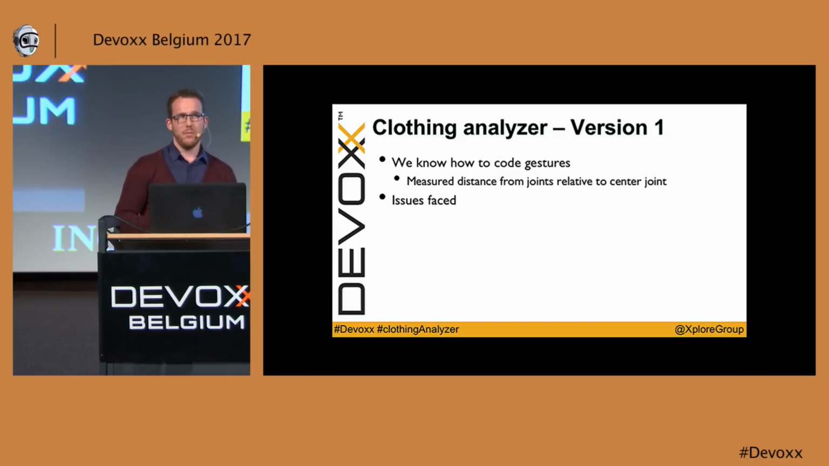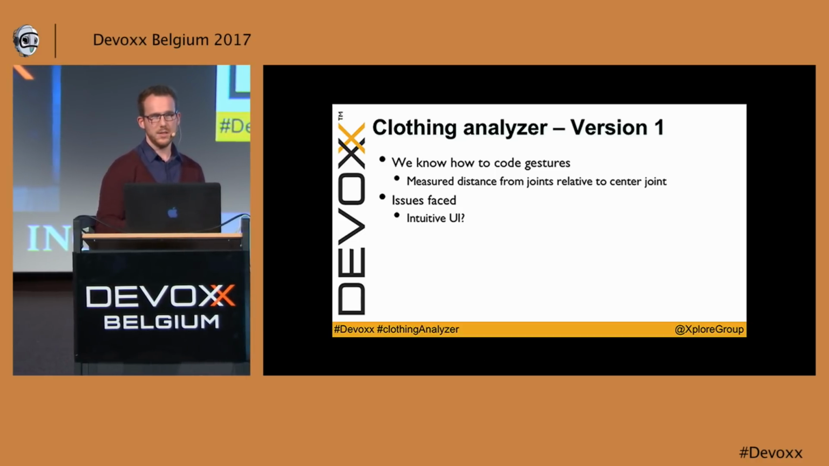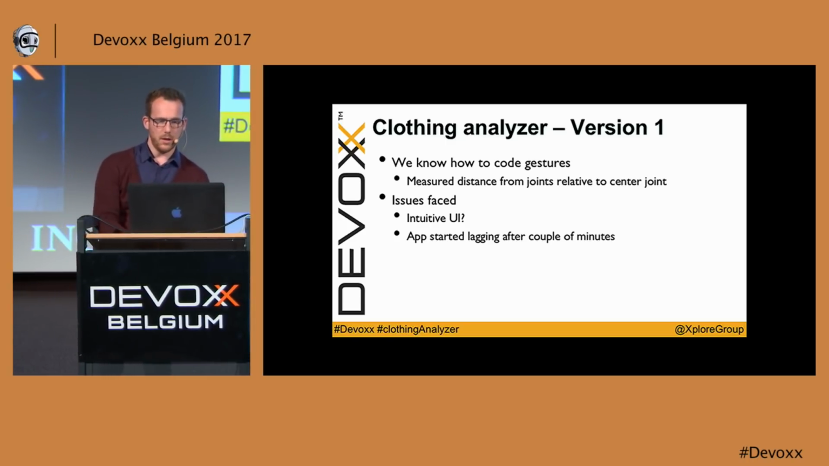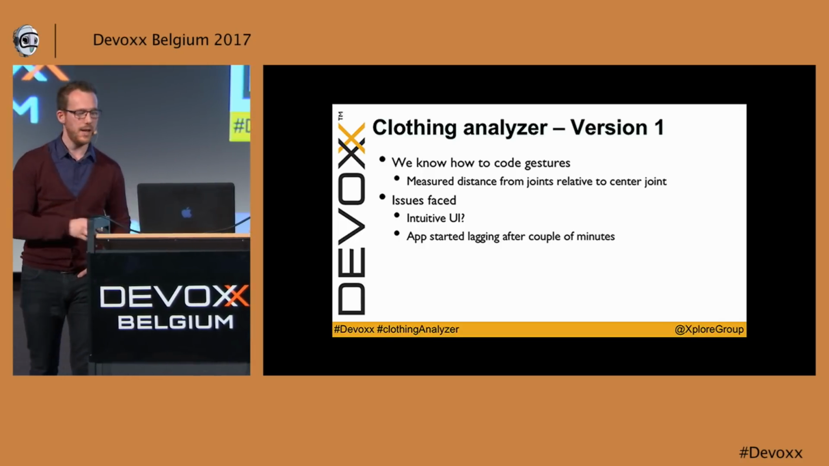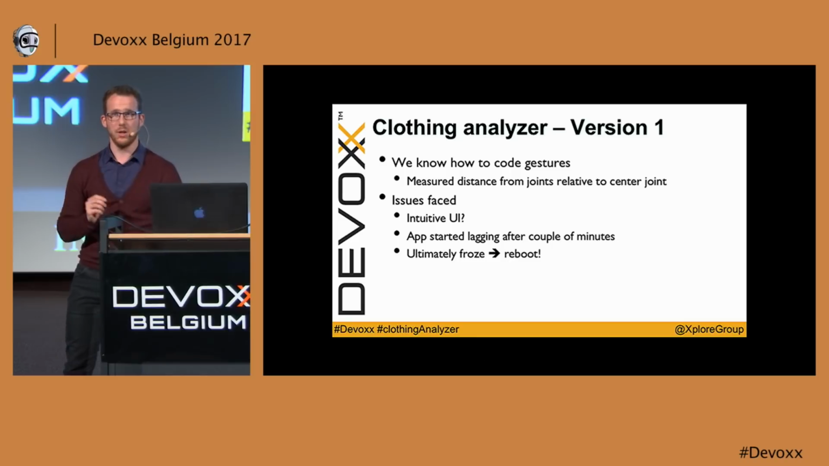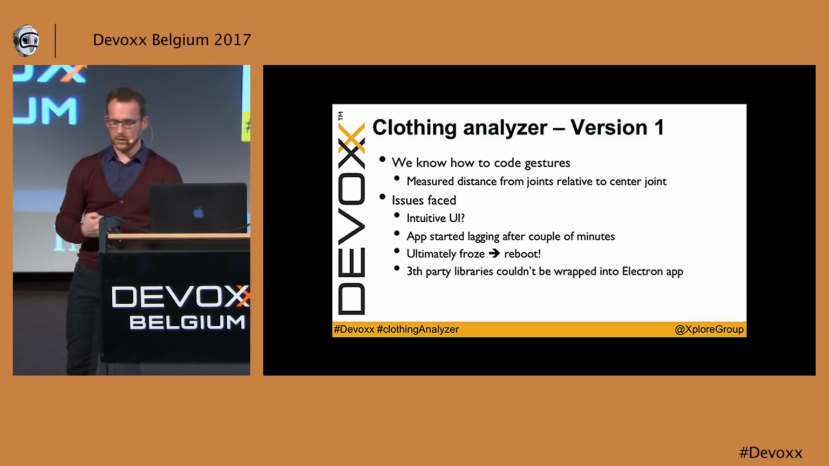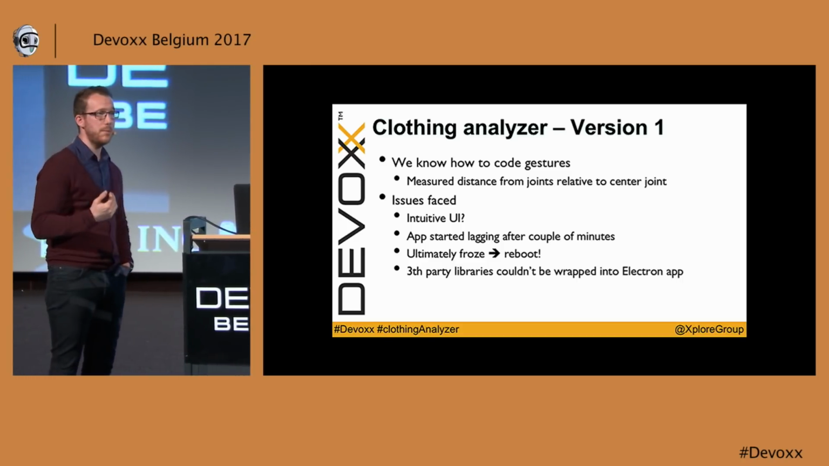But there were a lot of issues actually. Is the UI intuitive enough? Practically not. The app started lagging after a couple of minutes, and really, really lagging. At a certain point, it would ultimately freeze, and we had to reboot the whole application. And the third-party libraries that we included couldn't be wrapped into an Electron app.